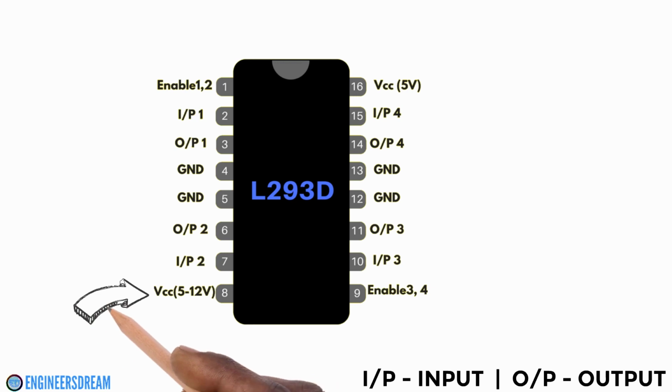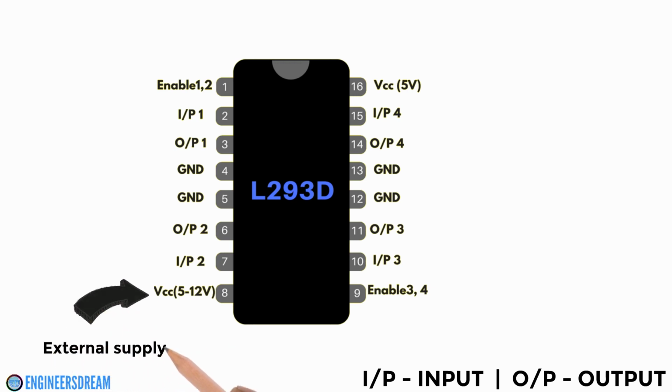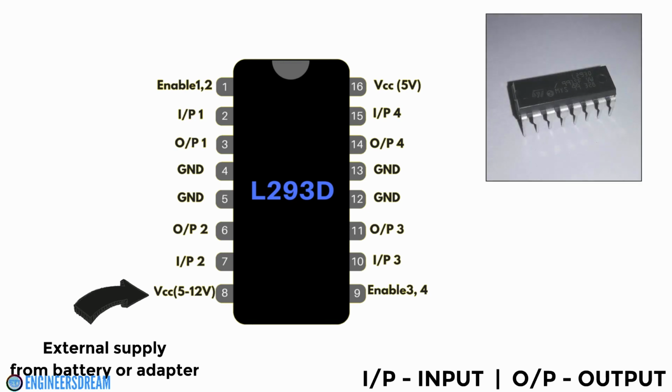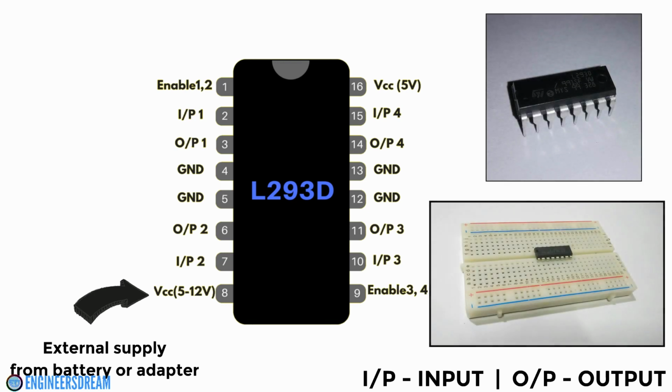And at pin number 8, we need to give external power between 5 to 12 volts. That is, we need to provide external power using a battery or an adapter. Now, since we are using this motor driver circuit to control a robot, we will require a battery instead of an adapter. Now, if you are using just a motor driver IC, then you have to do all the connections by yourself on the breadboard first and then connect the entire circuit to the Arduino.